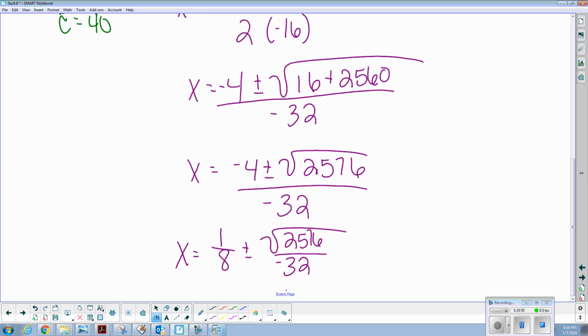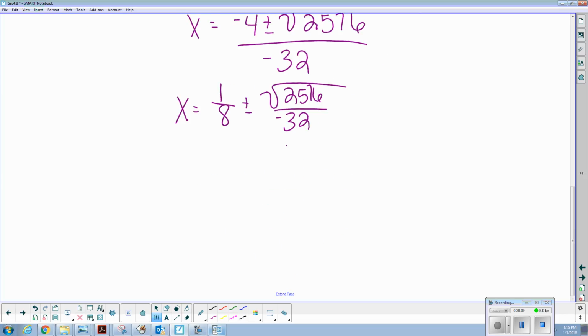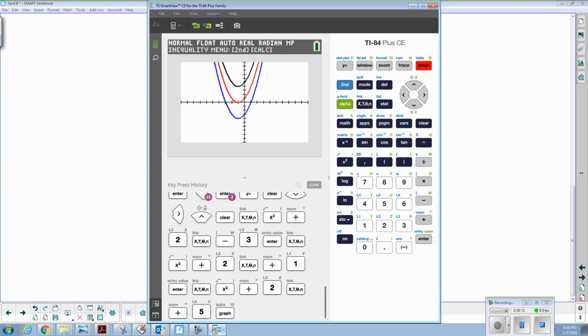Okay, so if I asked you for an exact answer, you would have to find the perfect square, 2576, and then simplify that way. But this is talking about time, and so if you told somebody this, and we're talking about seconds, they would be like, okay, so is that like 1 second, or 5 seconds, or what? So go ahead and use decimals for this kind of problem.